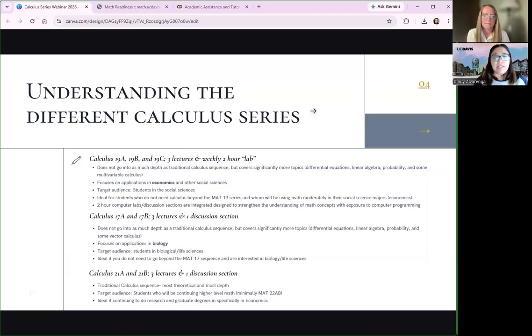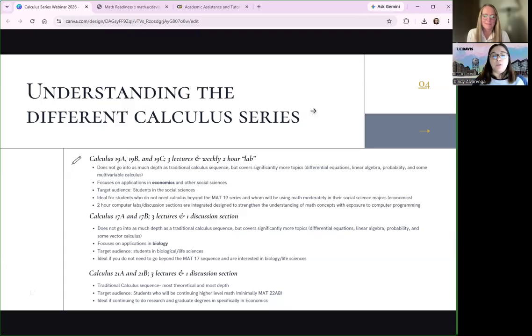It really goes in depth and is more theoretical. And so the target audience is students who need to go beyond the basics that you need, as I said, for economists, but here you want to go more into vector analysis, linear algebra. Maybe you're thinking of a PhD program or graduate program that requires that further analysis in calculus. Then this would be a great series for you.